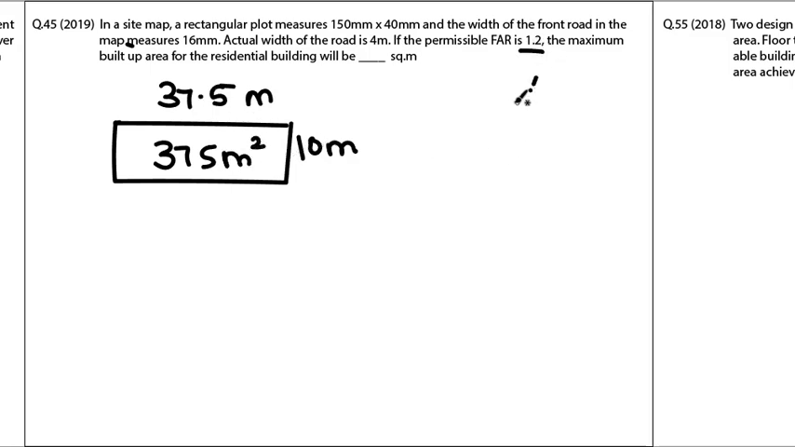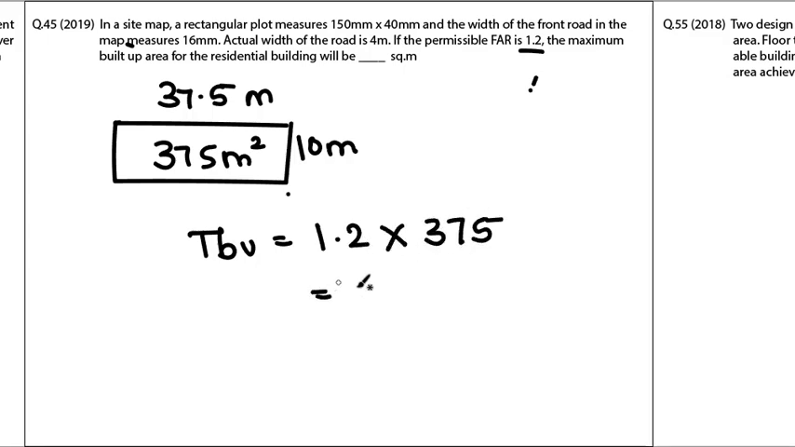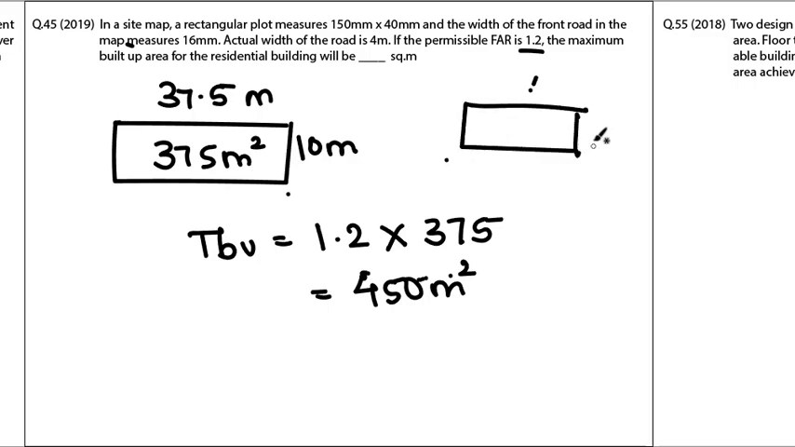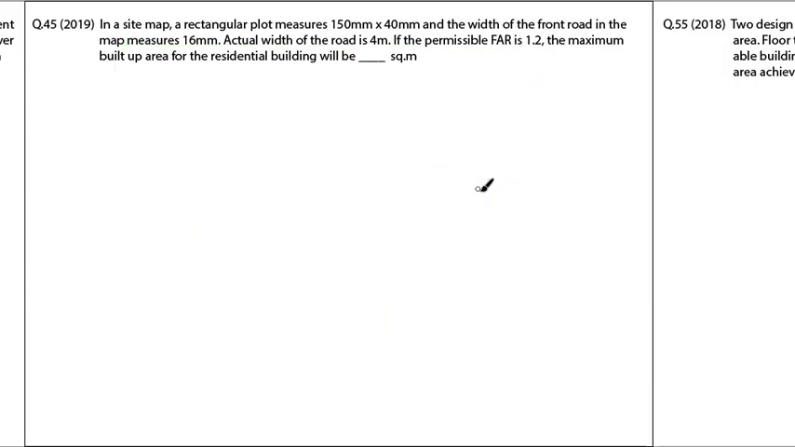Now FAR is 1.2, then the maximum built up area will be FAR into plot size. So 375 into 1.2 will give me 450 meter square. So this question was asked in 2019. It's only if you can picturize this question from drawing diagrams and all, that you can solve this easily. So let's continue further.